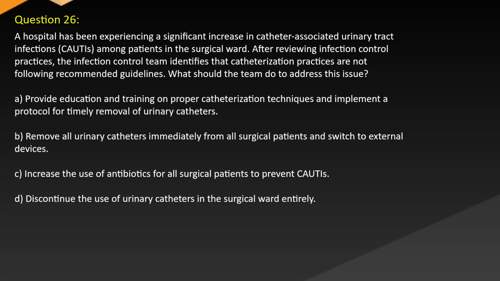A. Provide education and training on proper catheterization techniques and implement a protocol for timely removal of urinary catheters. B. Remove all urinary catheters immediately from all surgical patients and switch to external devices. C. Increase the use of antibiotics for all surgical patients to prevent CAUTIs. D. Discontinue the use of urinary catheters in the surgical ward entirely.